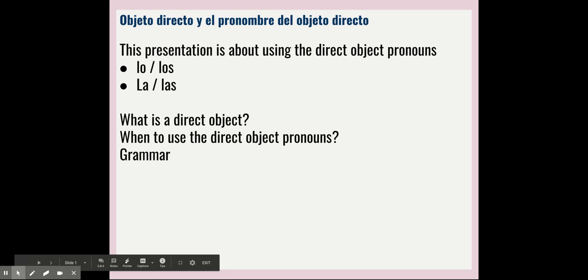Hola, saludos. This presentation is about direct object and direct object pronouns. Specifically, we are going to focus on the direct object pronouns lo, los, la, las. So we're going to go over what is a direct object, then when to use the direct object pronouns, and we're going to end up with grammar. So let's get ready.